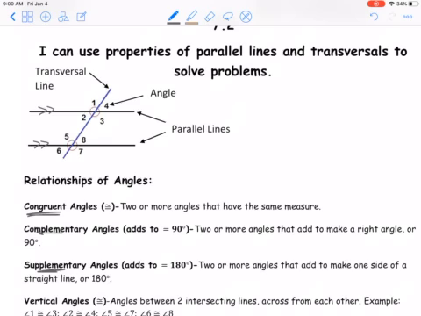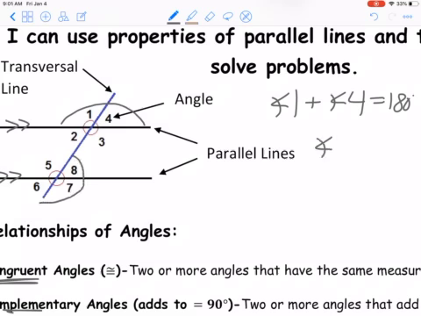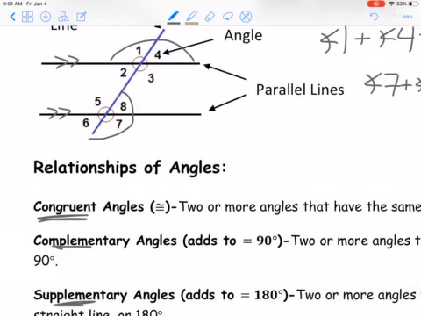So if you notice, like if you have angles 1 and 4, those make up a line, so it's 180 degrees. So you know you can set up whatever angle 1 is plus angle 4 to equal 180. Same thing happens if you're going vertical also. You can set up like 7 and 8 to make 180. And we call those angles supplementary because they make that straight line when you connect the two angles.